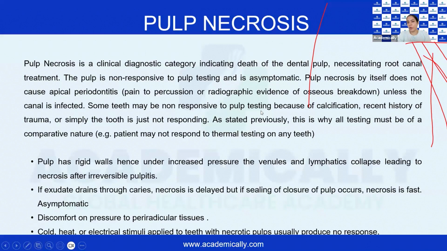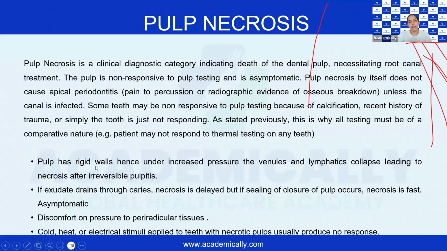Some teeth may be non-responsive to pulp testing because of calcification, a recent history of trauma, or simply because the tooth is not responding. As stated previously, this is why all testing must be of a comparative nature. For example, a patient may not respond to thermal testing on any teeth. So you have to test a normal tooth first, then the tooth which has a cavity. The patient may not be responding to any of the teeth, right? So we have to check with reference to the healthy teeth.